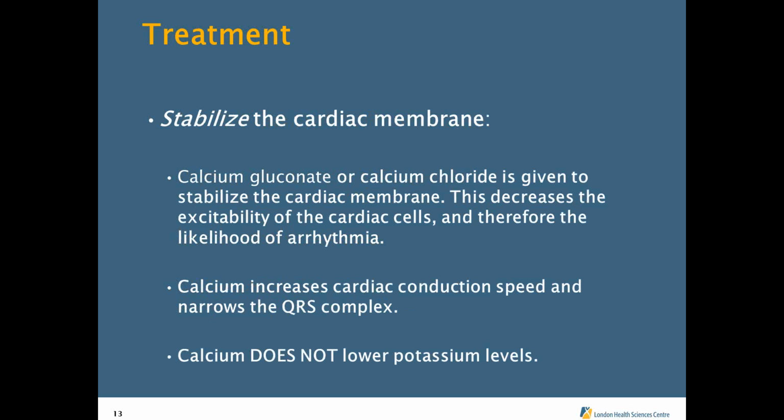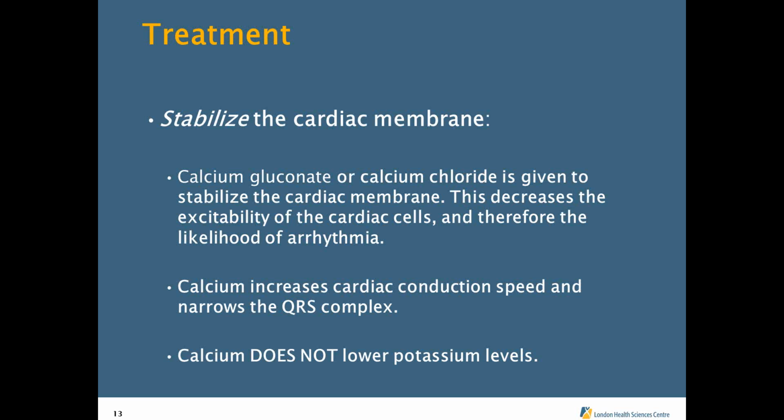So going through each of those, how do we stabilize the cardiac membrane? The first thing that we do is to give calcium gluconate or calcium chloride, and that helps to decrease the excitability of the cardiac cells and decreases the likelihood of arrhythmia. And so typically in the emergency department, if we see somebody coming in with hyperkalemia, calcium is actually the first thing that we want to give them. While it's important to shift that potassium back into the cells and eventually remove it, the first thing that we want to do is stabilize and prevent any dysrhythmia.